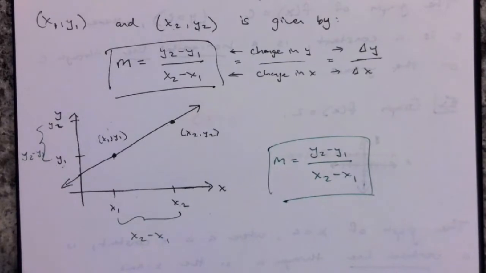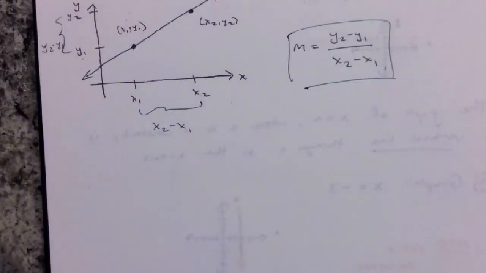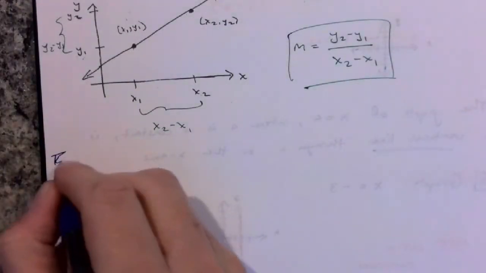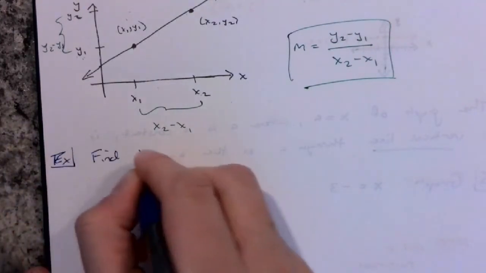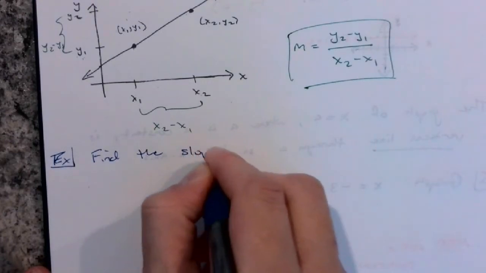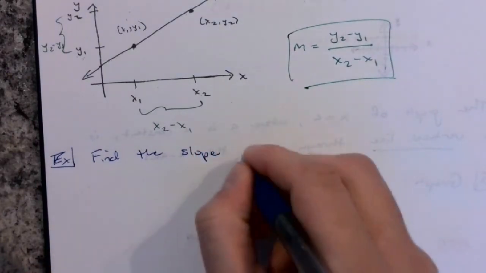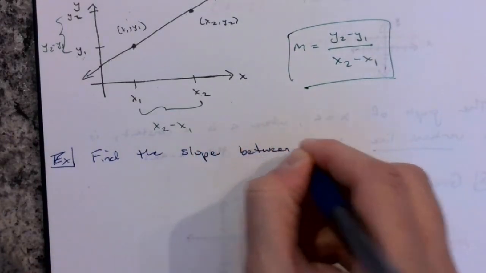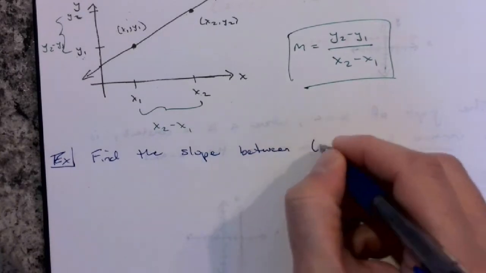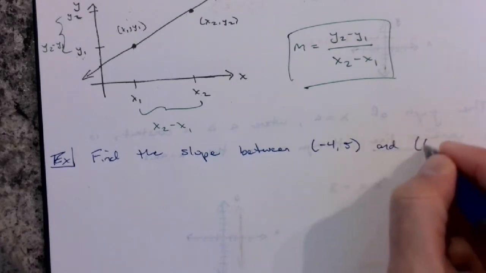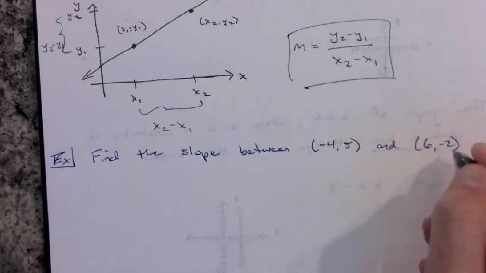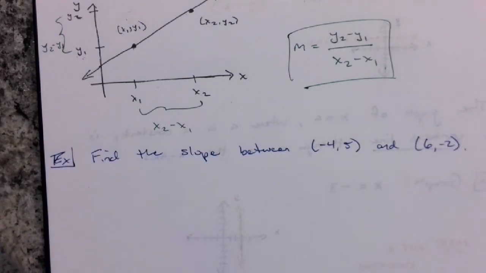Taking a look at another example, using this. If I said, find the slope between (-4, 5) and (6, -2). It should seem fairly straightforward. You're going to use the slope formula, and we know the formula from above, right?